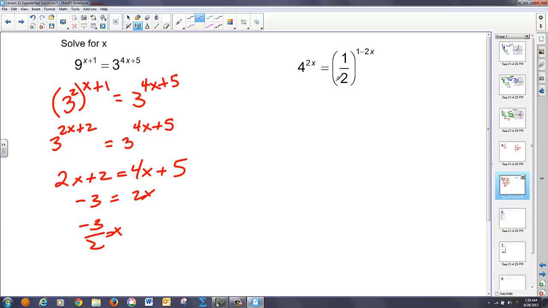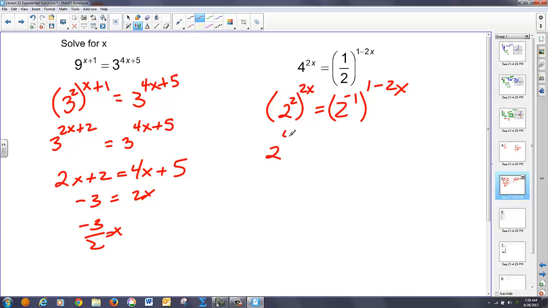4 is easily expressed as a power of 2, that's just 2 squared, and that's raised to the 2x power. If I want to make 1/2 a power of 2, that's simply 2 to the negative 1 power. Remember, those negative powers take the reciprocal of its base. So that's to the 1 minus 2x power. Again, I have power quantities raised to another power, so I'm going to multiply powers.